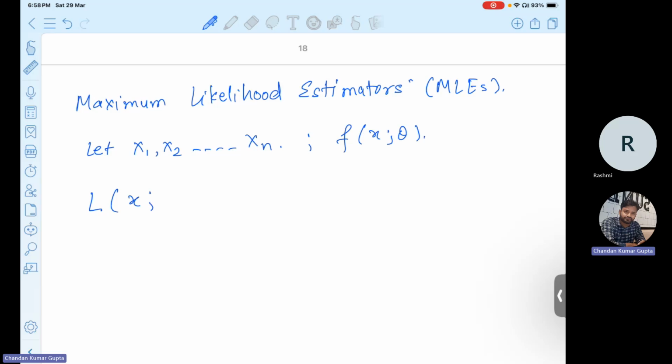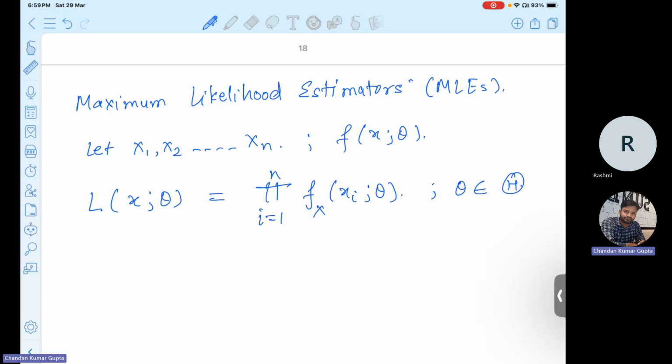A likelihood function is constructed with the help of the known functional form. It is defined as the product, for i from 1 to n, of the probability density function, where theta belongs to the parameter space capital Theta. So the first step is to construct the likelihood function.